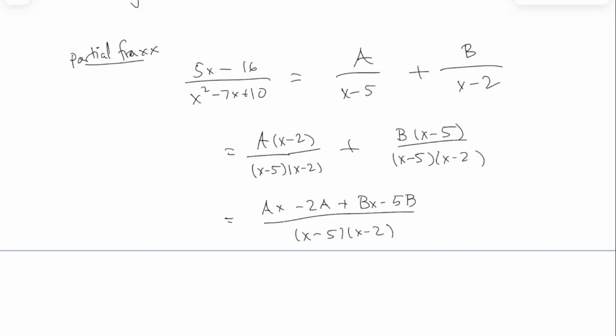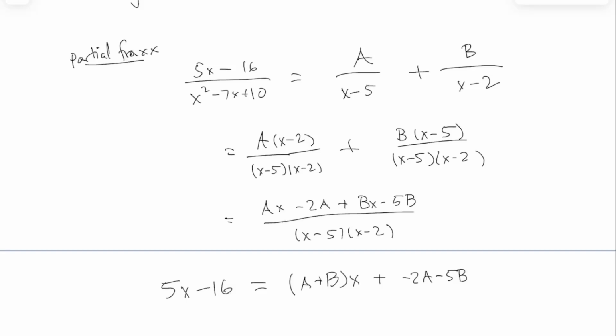All right. And then I'm going to rearrange the top to gather together the x's and the constants. But actually, maybe I don't need to write this as a fraction anymore. If you read it all the way across, it says 5x minus 16 equals this numerator, right? So at this point, I can multiply through the denominators, and the denominators just all go away. 5x minus 16 is what I started with, and then the resulting numerator, after rearranging a little bit, becomes a plus bx plus negative 2a minus 5b, like that.